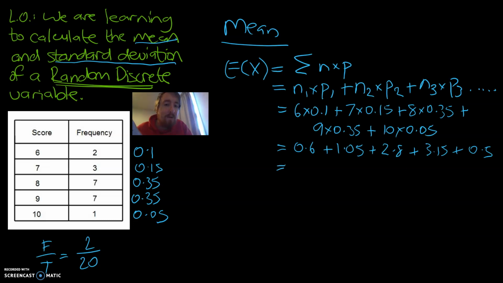We're then going to add all of those up: 0.6 plus 1.05 plus 2.8 plus 3.15 plus 0.5. And that comes to 8.1. So on average, our year 9s had a test score of 8.1. If you think about our data, that does make sense because the middle of the data is somewhere around there in that 8 range. So having an average of 8.1 is not a surprise.